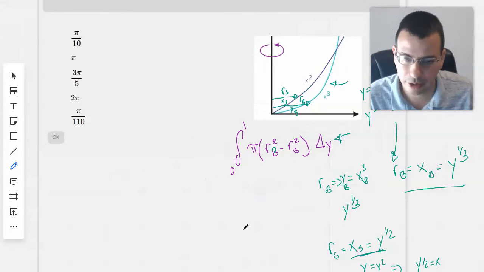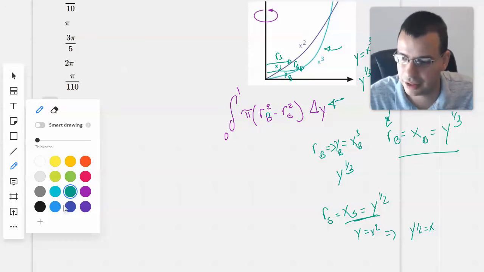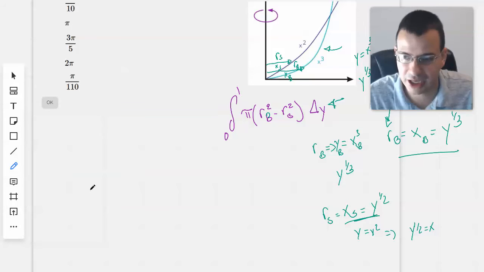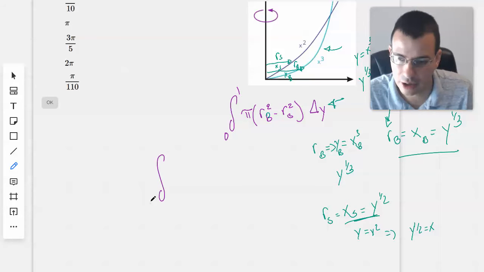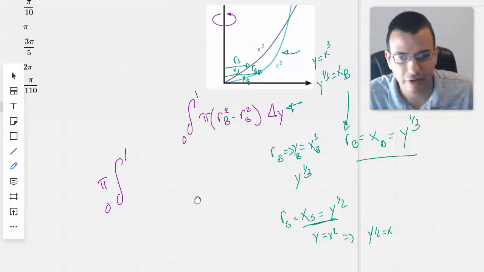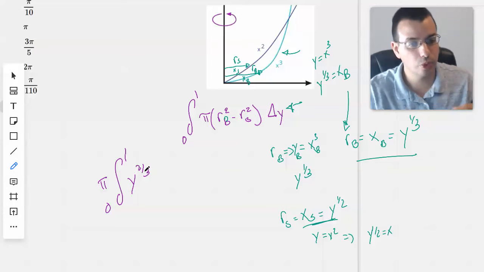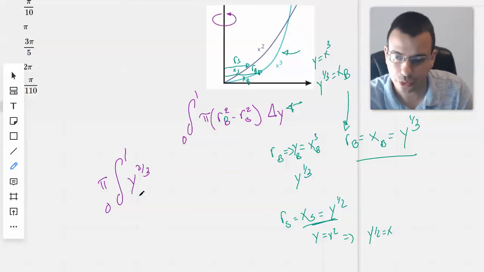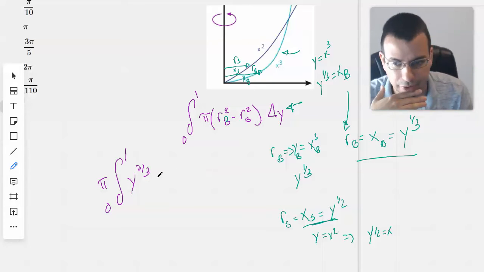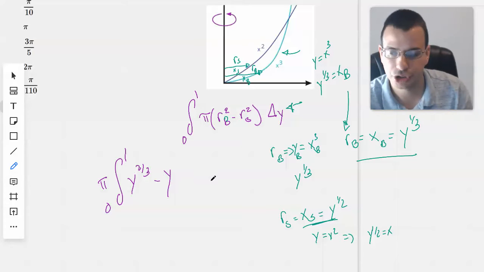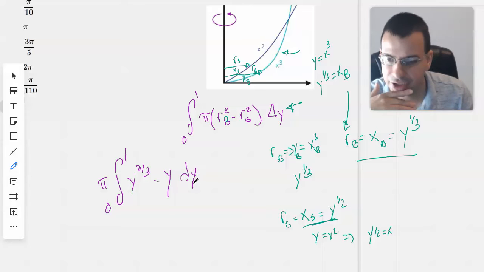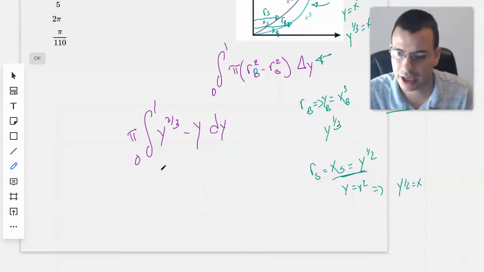Okay, plug them into the formula that we have for the disk method, or as I like to say, the disk minus disk method. 0 to 1, move the pi out here. So we have our big, which will be y to the 1/3 squared. So we'll get y to the 2/3 power, minus y to the 1/2 squared, which will just be y to the first, which will be y. And we'll have delta y. Okay, not too bad.